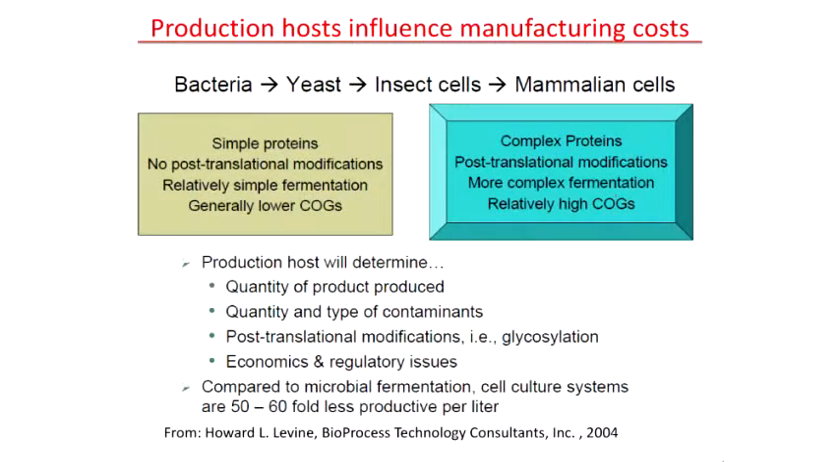Now, if you compare mammalian cells with bacteria and yeast, you will see many of the advantages. The most important advantage is the post-translational modification, glycosylation, which is very important for therapeutic products. The clearance from the system is very quick if you produce a product without glycosylation.